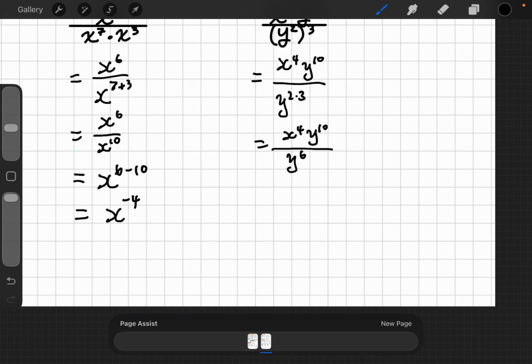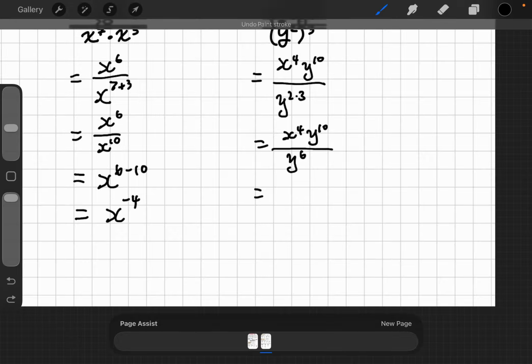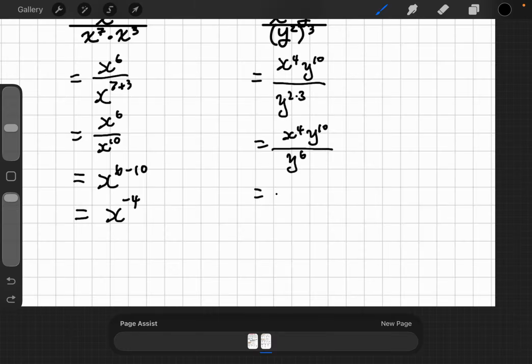Now, if we look at this, we can simplify this again. We see that we have a y variable at the top and a y variable at the bottom. They have the same base. They're both y's. So let's go about solving this again. Now we can apply the quotient law here. So we see that this is being divided by this, the quotient law. So this is the same thing as x to the power of 4 times y to the power of 10 minus 6. This is the same thing as x to the power of 4 times y to the power of 4.